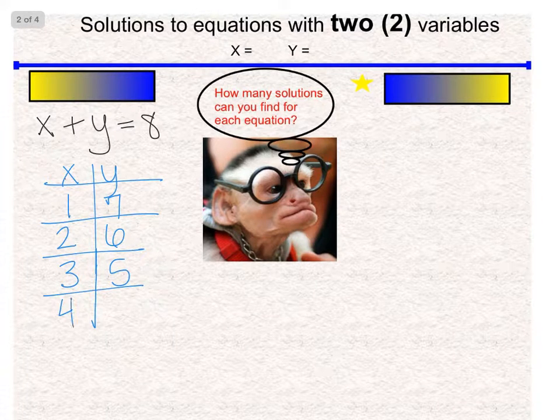X could be 4 and y could be 4. 4 plus 4 gives us 8. X could be 5 and y could be 3. This list could go on for quite some time, right?